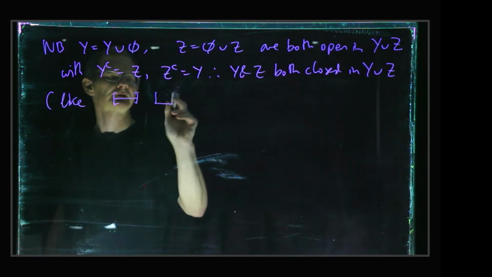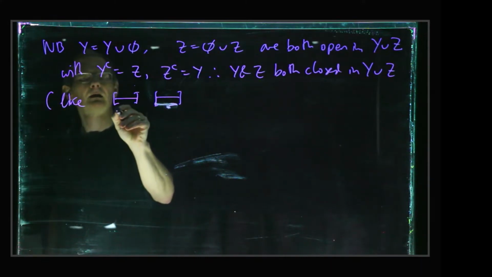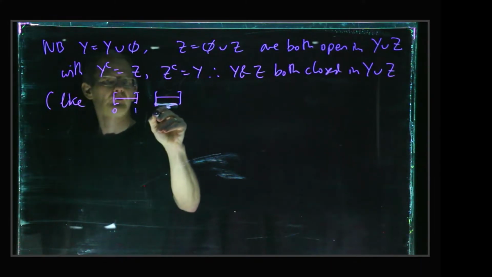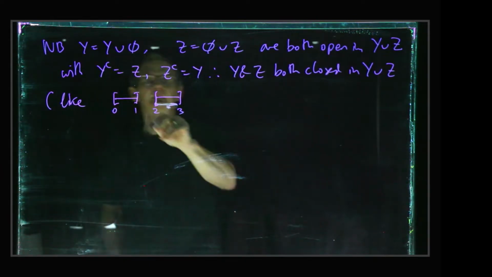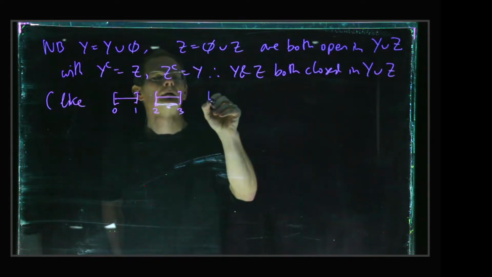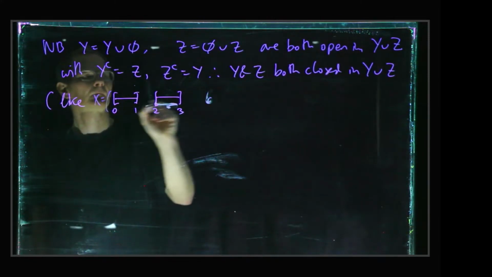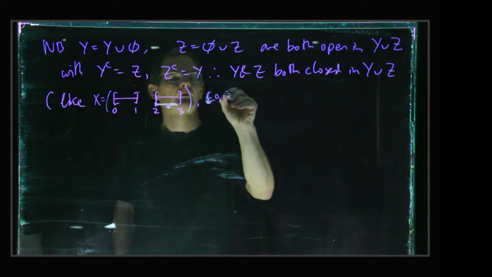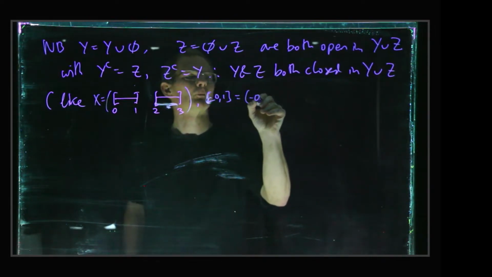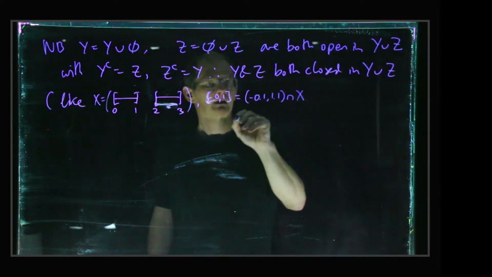And you can just see a little example of this sort of thing, right? If we take a space like this, the interval from 0 to 1 and the interval from 2 to 3, let's call this space X, and then [0, 1] is the same thing as (-0.1, 1.1) intersected with X.